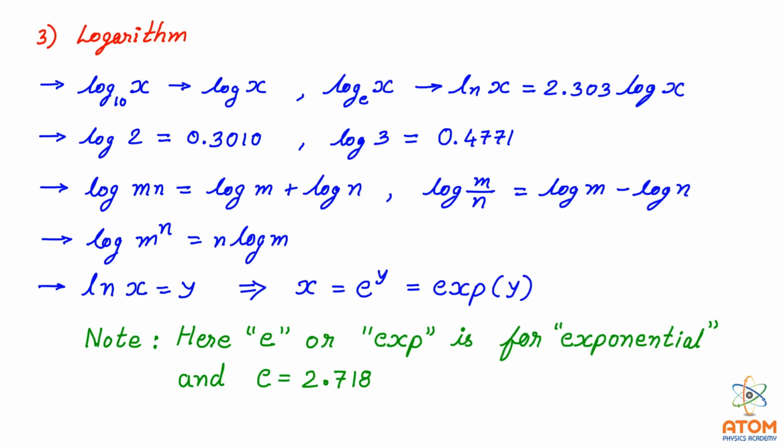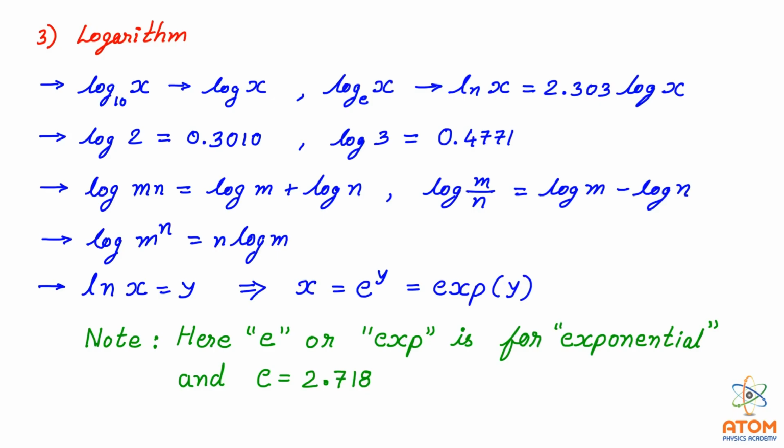Now third is logarithm. Logs are of two kinds which we will be using in physics. The first is log of the base 10. Here you can see this is 10. So that is log of base 10. This is called log of x to the base 10. It is shortly denoted by this sign, log x. And another log is of the base e. This is log of x of base e, which is shortly denoted as ln of x.